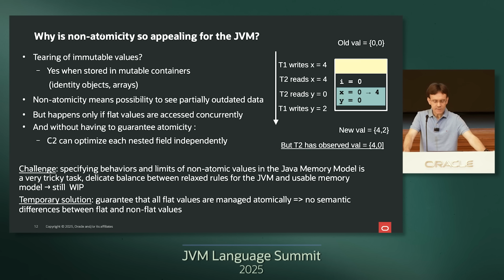The challenge here is that specifying the behavior and the limits of non-atomic values in the Java memory model is very, very hard. And there is a very fine balance to find between providing enough flexibility to the VM to perform optimization and providing a user model that provides enough guarantees that developers can think about their code. So this one is still a work in progress. So for JEP 401, we have a temporary solution that is making all value types always atomic, which means there will be no semantic difference between flat and non-flat values.